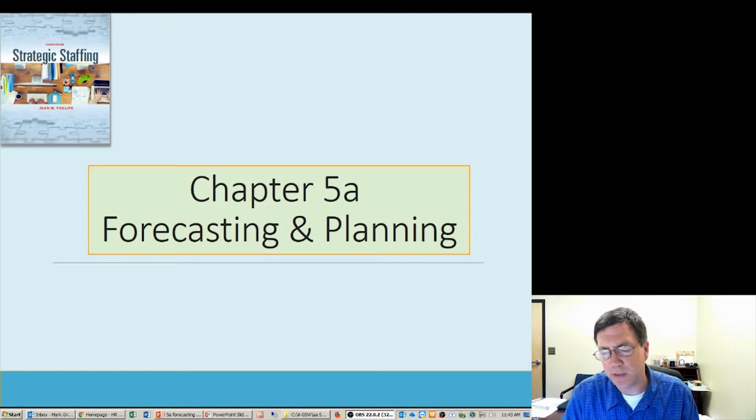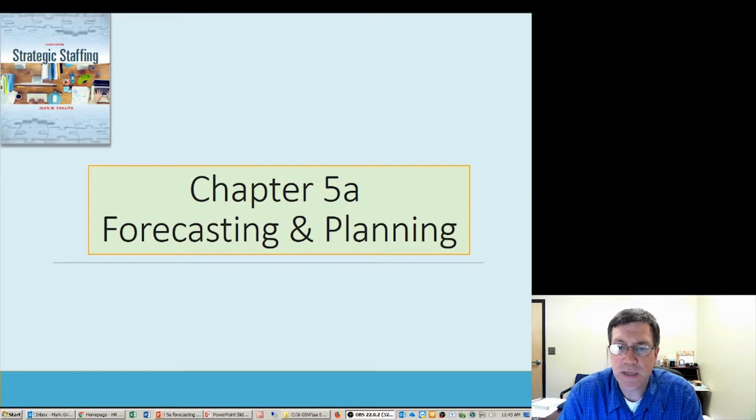How we, in chapter 5 at least, think about what we're going to need in terms of the numbers and what we're going to have available. If we think about economics from the terminology of supply and demand, the forecasting is the demand of people we're going to need, and the planning part is the supply of people who are going to be available in the community and internally to meet those needs.